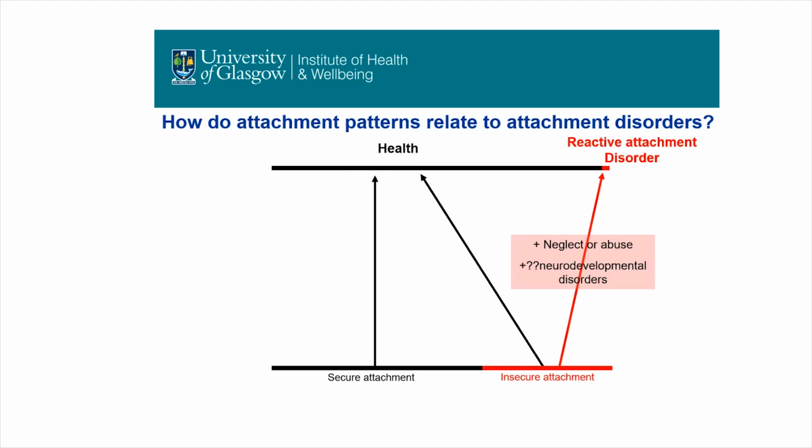But by no means do all children who've been abused and neglected develop this. So one of the things I'm quite interested in is whether there are particular types of neurodevelopmental profiles that maybe make some children a bit more at risk, vulnerable to this. But this probably should be even smaller. It's a tiny proportion of children with insecure attachment who would go on to have reactive attachment disorder.